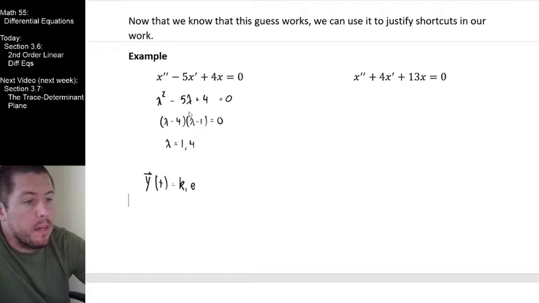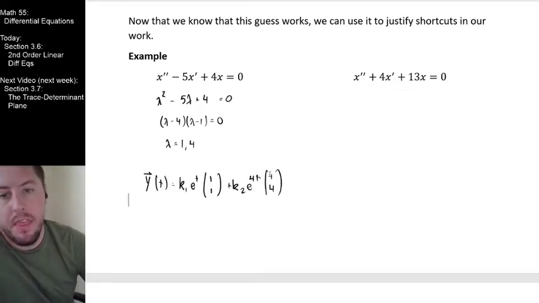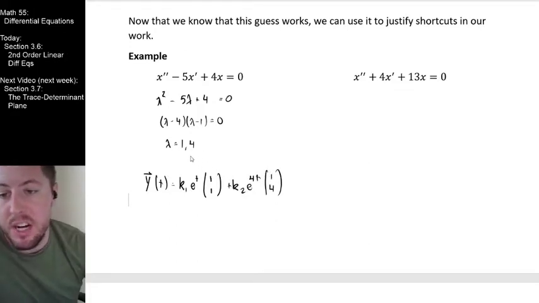Lambda 1 is 1, so it's just e to the t. What's our vector? Well, it's going to be 1 on top and then lambda 1 plus k2 e to the 4t, 1, 4, done. That's how little work it now takes us to find our general solution.